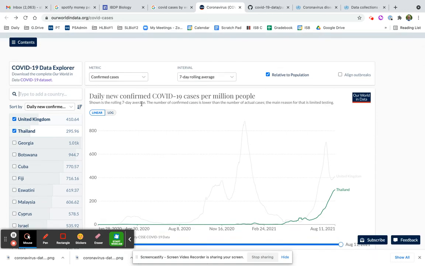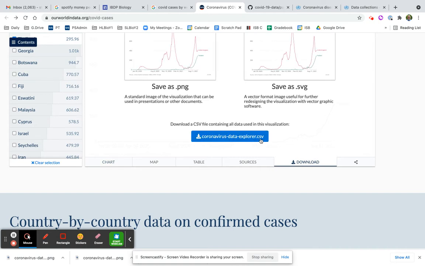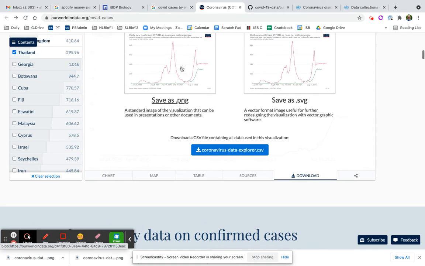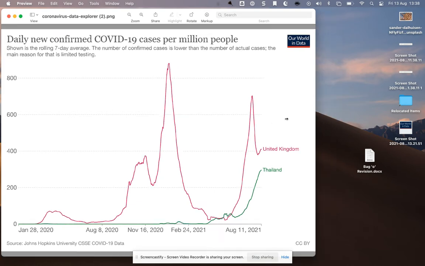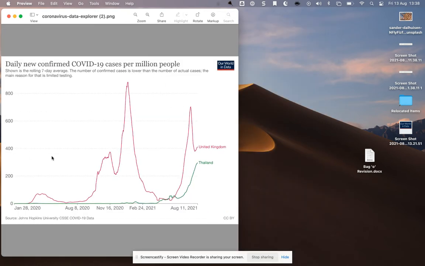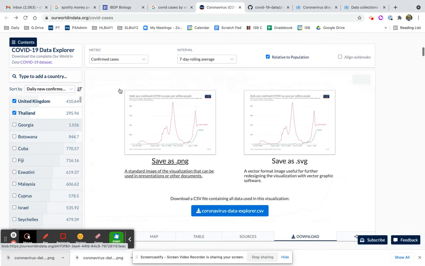Now, what I can do with that is I can download this, and right now I'm just going to save the chart. Okay, so here's my chart, right? So I kind of get that. It's just a nice visual. I would not use this as your graph, because obviously you didn't create it. And then I'm going to look at something else.